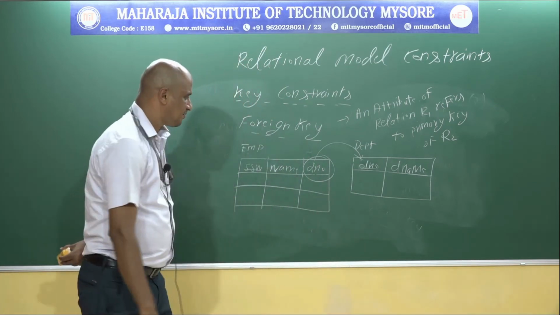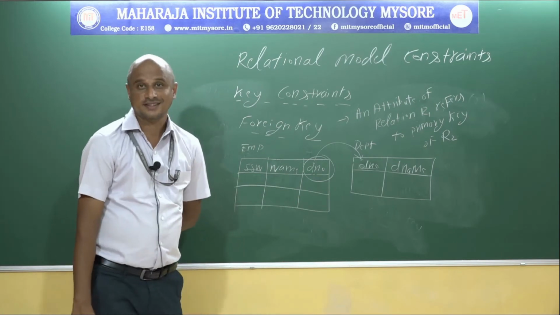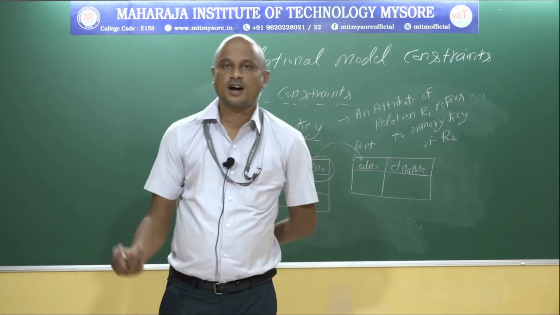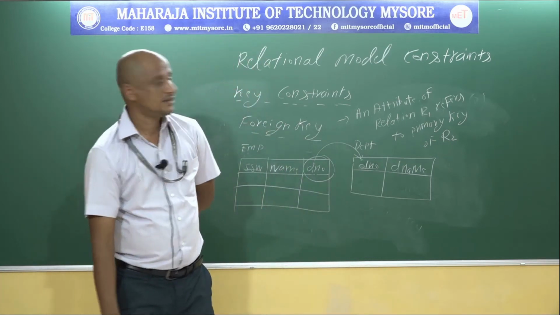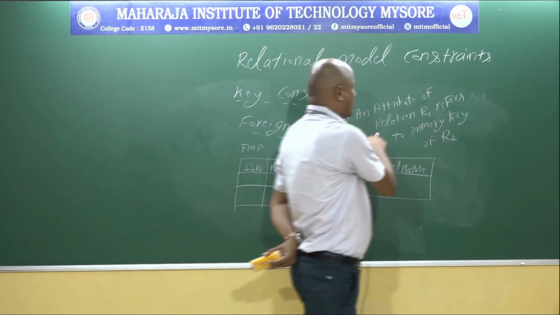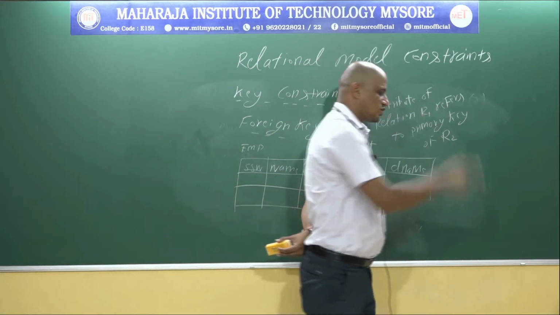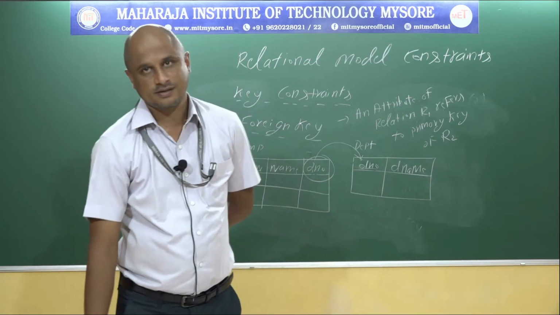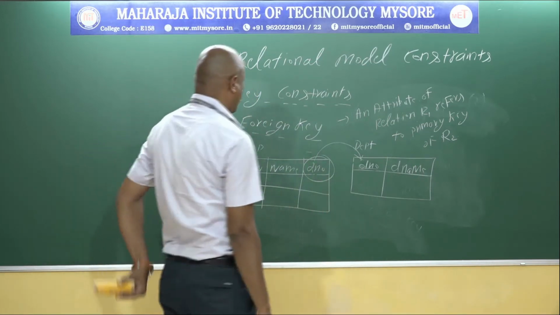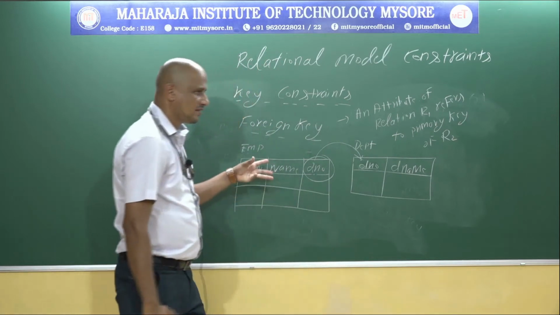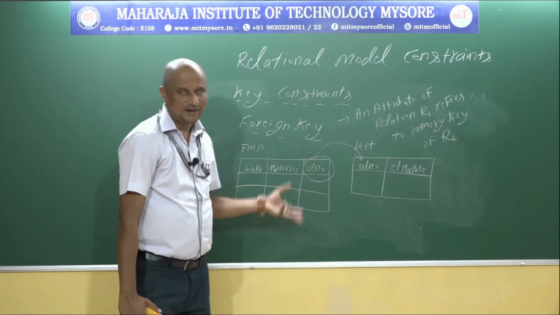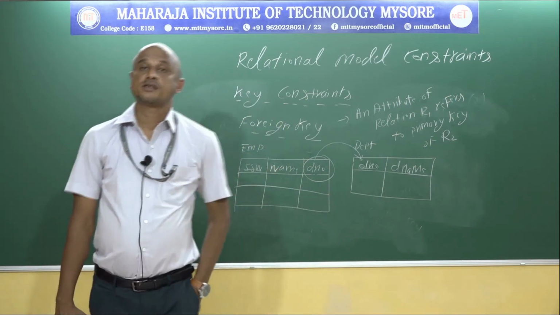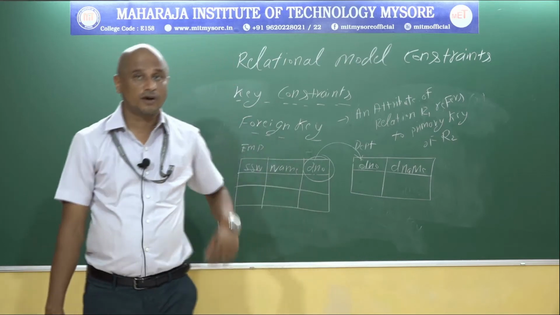So this is a way of understanding the keys. It shows how simple it is and how it works, right? An attribute of relation R1 refers to the primary key of relation R2 is called a foreign key. So this is about the super key, candidate key, primary key and secondary key, and then we come across the foreign key.